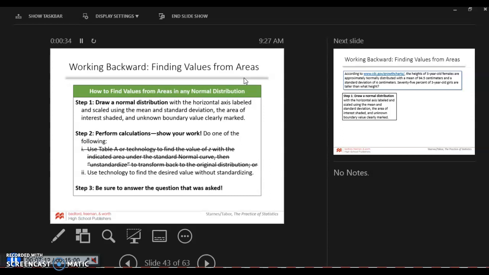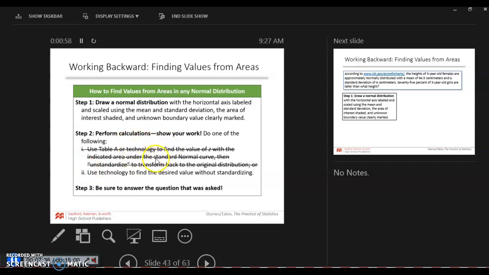Well, that would mean on your curve, you would shade 95% of the curve from the left up to wherever you think 95% is, and you'd see what value gives you that. So it's very common to want to work backwards. So my steps are here. Again, we're going to sketch a picture and label it. This time we're going to shade first and then put a variable where the unknown boundary value is.